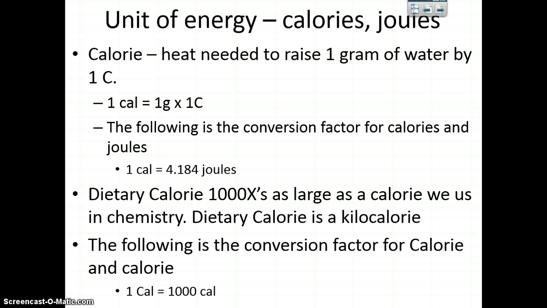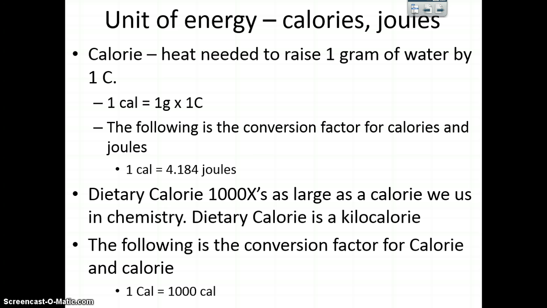So in a chemical reaction, there's temperature changes, but to measure the energy that was in the matter, we use calories or joules. So the unit of energy is calories or joules. Calorie is the heat needed to raise 1 gram of water by 1 degree Celsius. So 1 cal is equal to 1 gram times 1 degree Celsius. The following is the conversion factor between calories and joules. If you have 1 calorie, you have 4.184 joules.